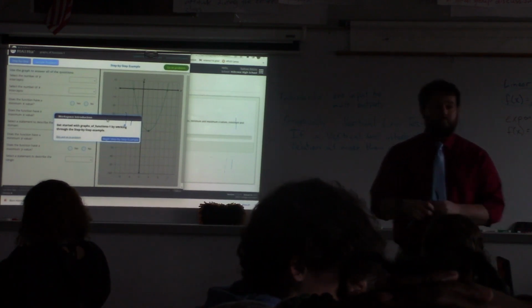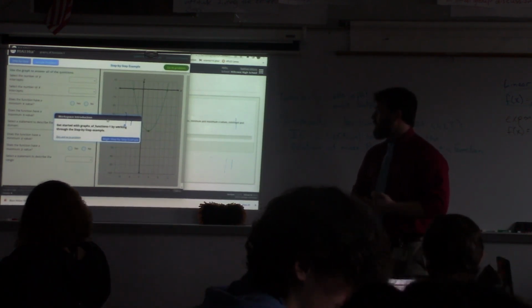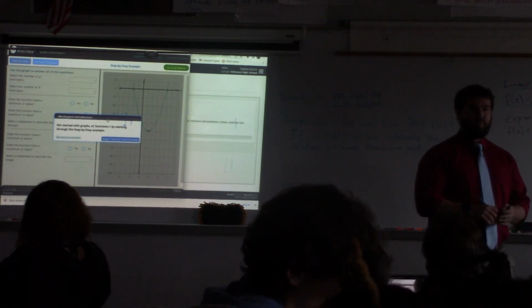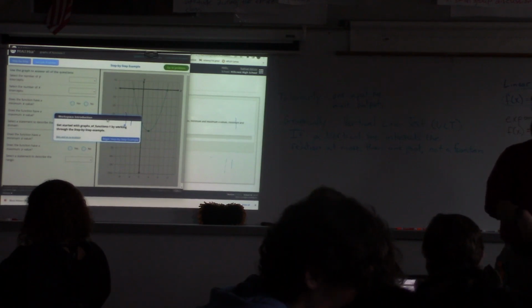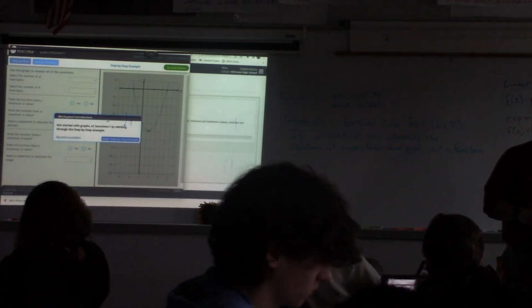Get a hint. If you have to use hints, if you have to use the step-by-step examples, things like that, it is going to slow down your progress. But if you get those hints and you get those step-by-step examples, it's going to end up helping you learn it better, so you're going to be able to move faster. Take advantage of that. Don't just ignore it.